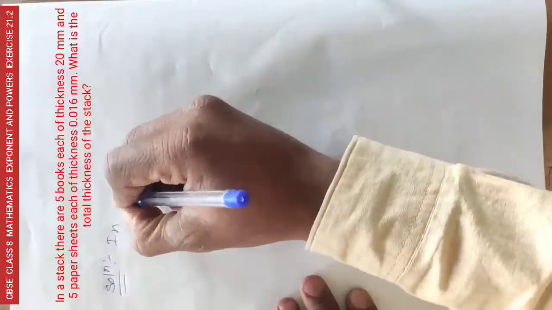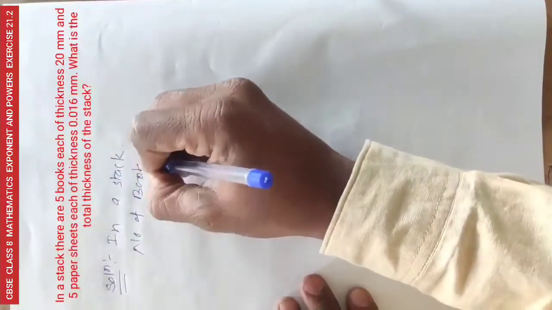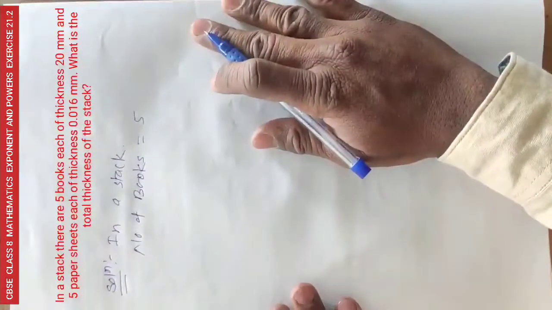Now dear students, our question number 4 is: in a stack there are 5 books, each of thickness 20 mm, and 5 paper sheets, each of thickness 0.016 mm. What is the total thickness of the stack? So in the solution, in a stack, number of books is equal to 5.